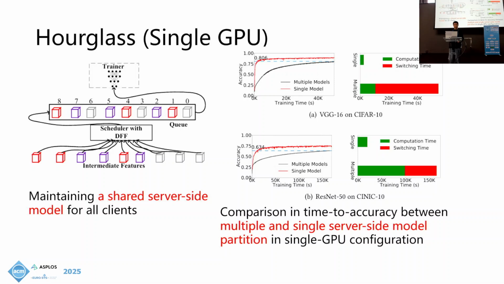Let's take a look at the right image of the experiment, where we ignore the switch time. The switch time is the red bar, and we just focus on the computation time in the green bar. We can find that even though we ignore the switching time, the single model is still better than the multiple models. This tells us that by training a shared server-side model partition, it achieves more efficient knowledge fusion compared to the classical split federated learning system.